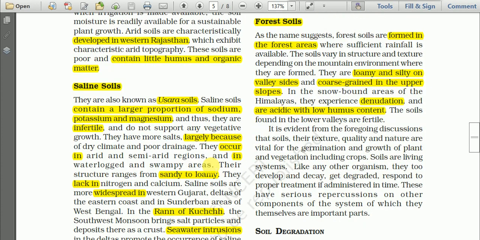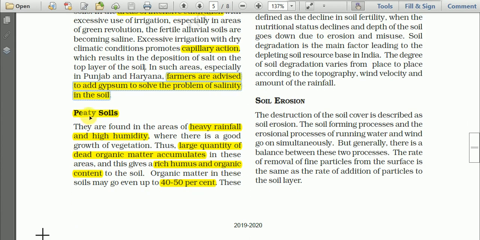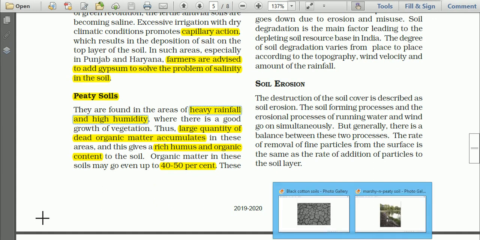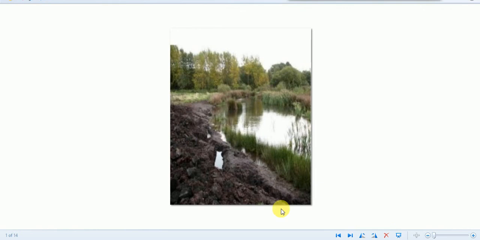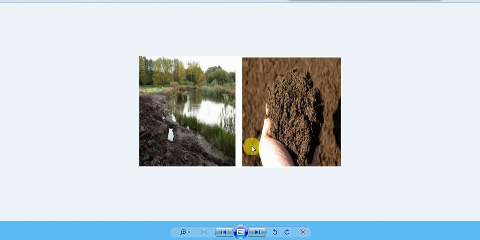So let us finish the types of soils. Bear with me. Next we have peat soils, and they are found in the areas of heavy rainfall and high humidity where there is a good growth of vegetation. Just see the photograph here. So this is a photograph showing this peat soil. It is found in the wetlands. And here we have another photograph showing these peat soils.